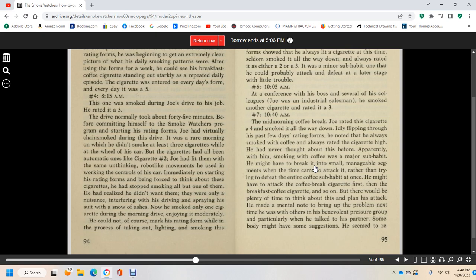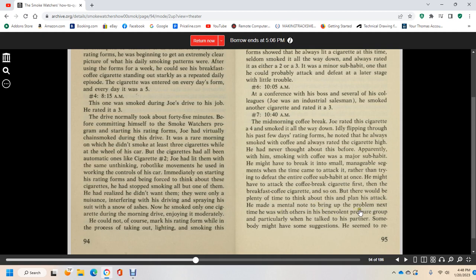He never thought about it before. Apparently with him, smoking with coffee was a major sub-habit. It might break into small, manageable segments when his time came to attack, rather than trying to defeat the entire coffee break sub-habit at once. He might attack the coffee break cigarette first, then the breakfast coffee cigarette, and so on, but there would be plenty of time to think about this plan. For his attack, he made a mental note to bring up the problem next time.